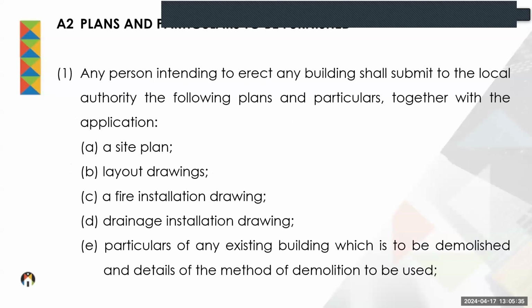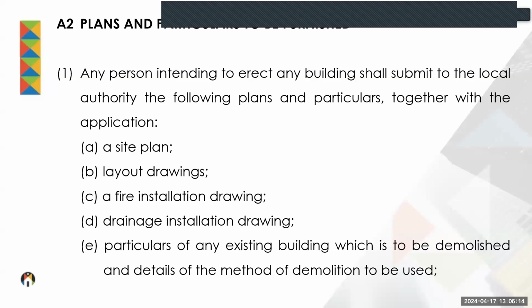Next, we come to the plans and particulars to be submitted. What needs to be submitted to a local authority for plan approval? A site plan, and we're going to look at the conditions or the requirements of a site plan. Layout drawings, that's plans, sections, elevations. A fire installation drawing, if there's any fire hose reel or fire hydrant or sprinkler system. A drainage installation drawing, in other words, if there's any drain on the side that connects to a sewer or to a septic tank, etc.